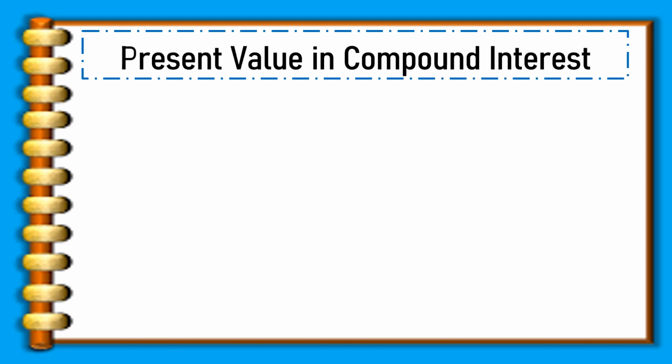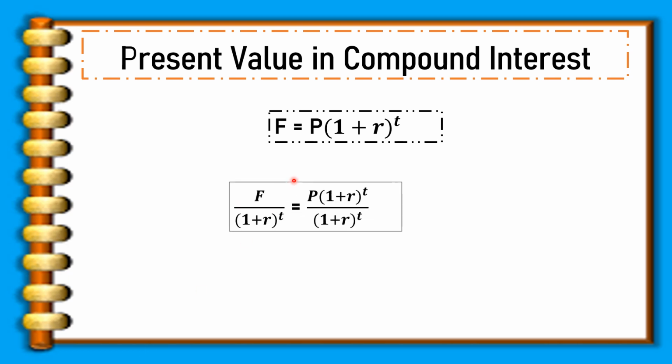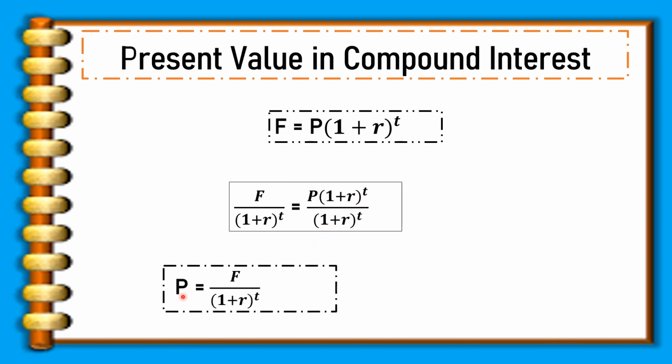Next, let us discuss how to find the present value in compound interest. First, we will derive the formula for present value using the maturity value formula. Since you are solving for P, you need to divide both sides by (1 plus r) raised to t. So P times (1 plus r) raised to t over (1 plus r) raised to t is equivalent to P, and P is equivalent to F over (1 plus r) raised to t. So this is the formula that we will be using in finding the present value in compound interest.